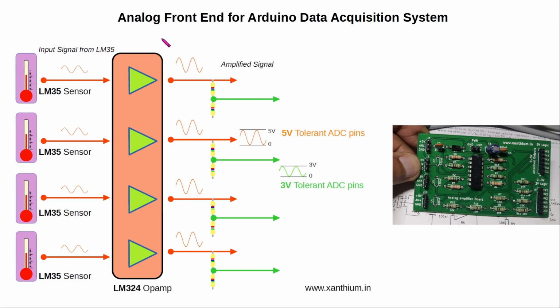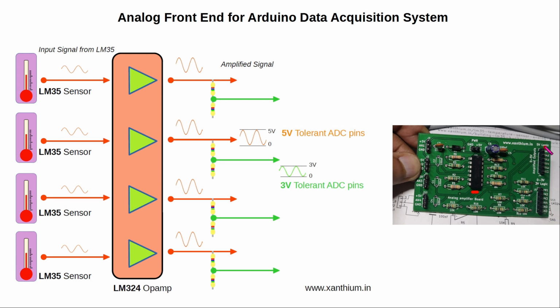This is the block diagram of our analog front end. This is used to amplify the signals. So we have the LM324 Opamp here. It is a 4-channel Opamp and it will take the LM35 signals, which are in the millivolt range, and it will be amplified to voltage range. So the gain is around 3.4. So millivolt into 3.4 times.